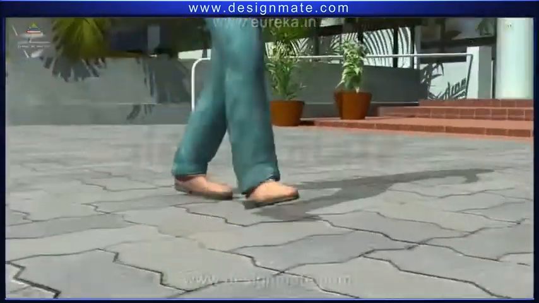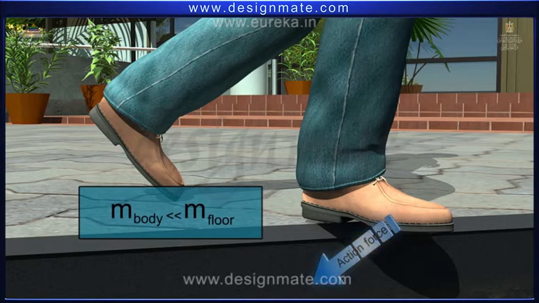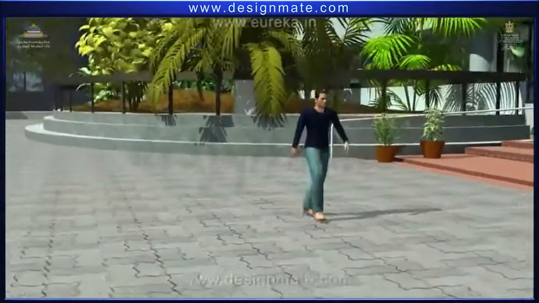When we walk on the floor, our feet exert a force on the floor. But due to the extremely large mass, the floor does not experience a displacement. Simultaneously, the floor exerts a reaction force on our feet, and we move forward.